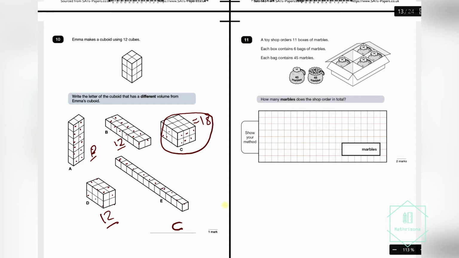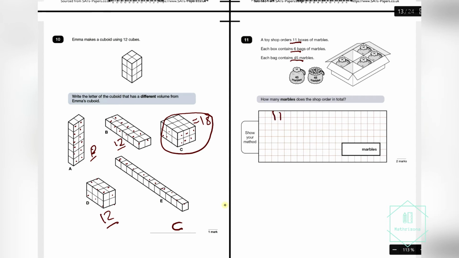A toy shop orders 11 boxes of marbles. Each box contains 6 bags of marbles and each bag contains 45 marbles. How many marbles does the shop order in total? First, the toy shop ordered 11 boxes, each of those boxes has 6 bags, and each of those bags has 45 marbles. So first we will calculate the total number of bags.